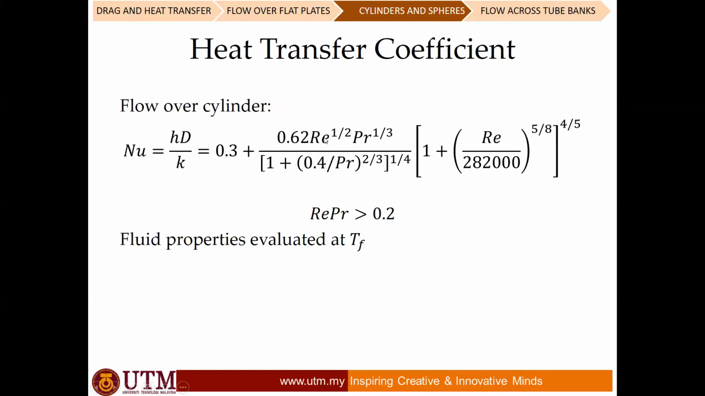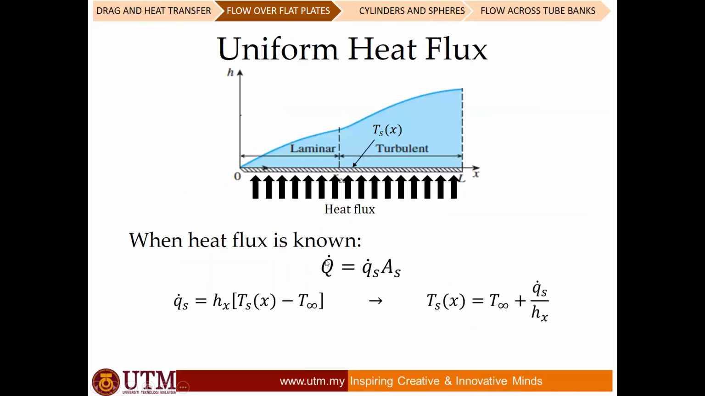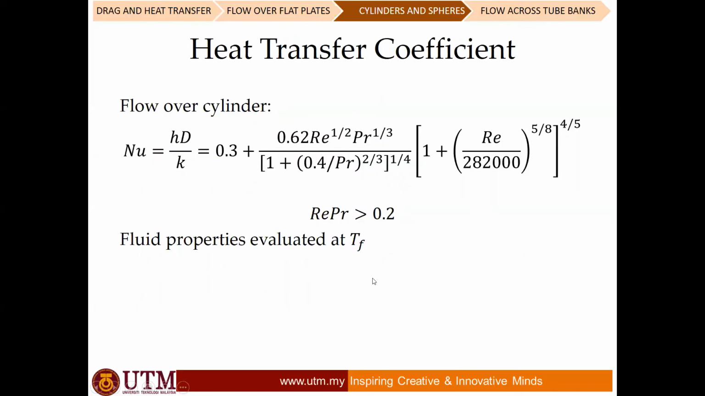Okay, what is your Reynolds number? The first thing you need to check is that the multiplication of Reynolds number and Prandtl number must be larger than 0.2. That's the condition for the correlation for flow over a cylinder. This one is the correlation for flow over a flat plate, laminar and turbulent. So this is different. That's why we have a different correlation based on your physics, your geometry, and your condition, laminar or turbulent.